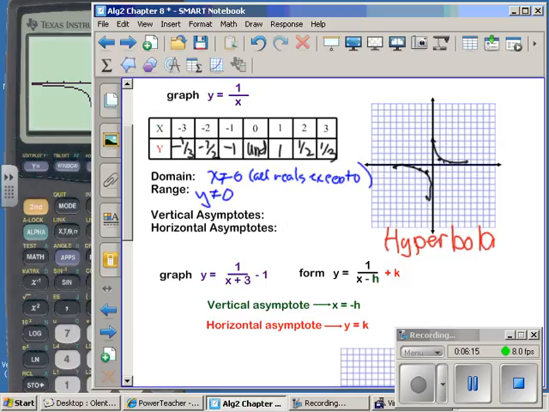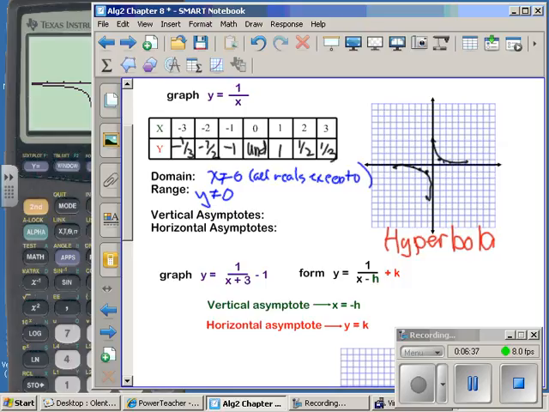Okay. Now remember, vertical and horizontal asymptotes are equations of lines. So what's the equation for the vertical asymptote? Domain's your x, range is your y, right? That's how they line up. Vertical. Domain is x. So what's the equation for my vertical asymptote?